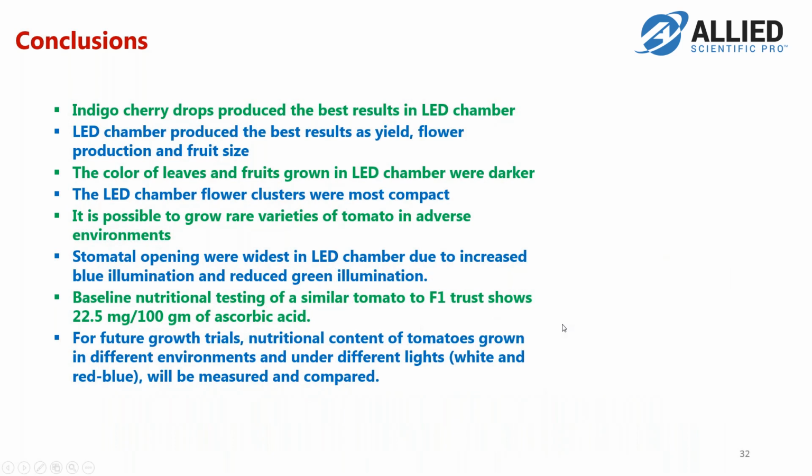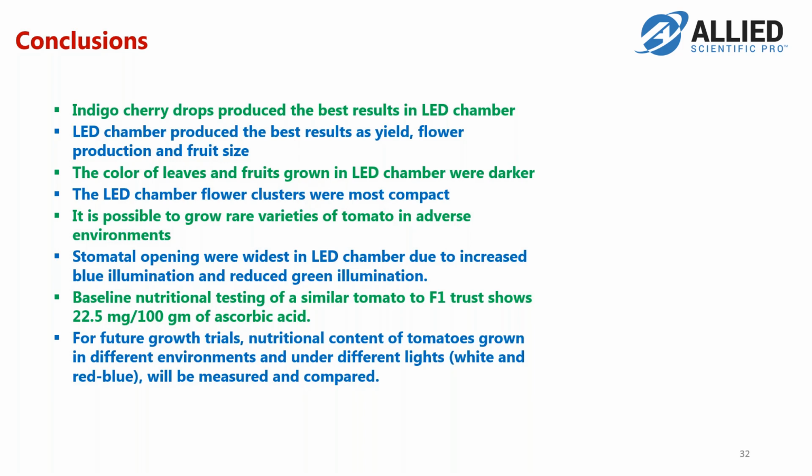So in conclusions, we found that indigo cherry drops produce the best results in the LED chamber as compared to the other two. The LED chamber produced the best results as yield, flower production, and fruit size. Color of leaves and fruits grown in the LED chamber were darker as compared to the greenhouse and the outside garden. The LED chamber flower clusters were most compact, and this was a desirable effect for us. We wanted to have more compact, and we associate that with the increased blue light spectrum.